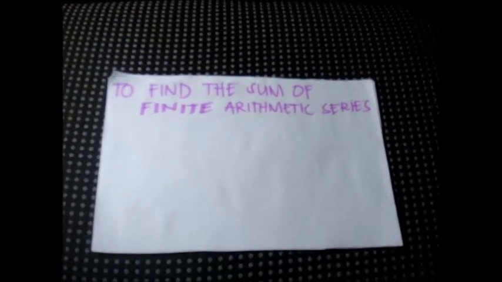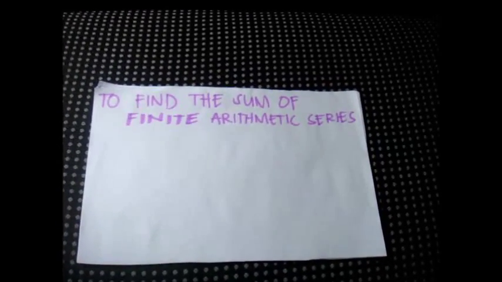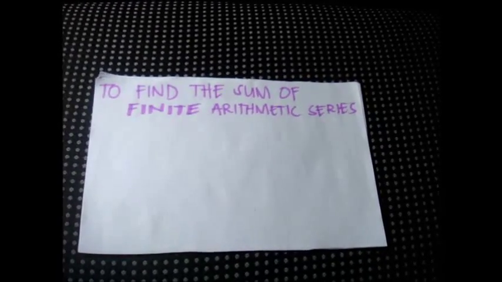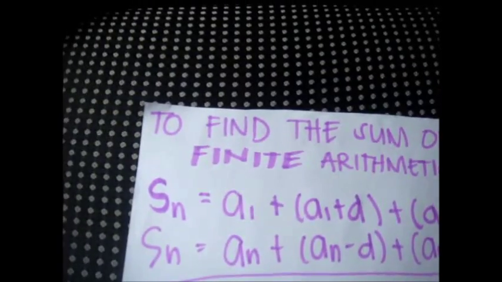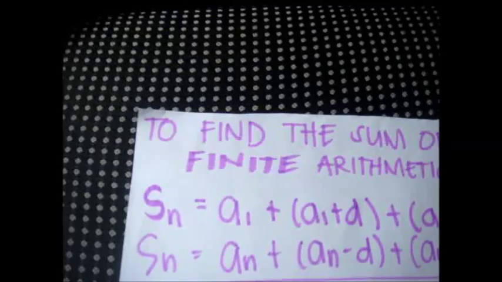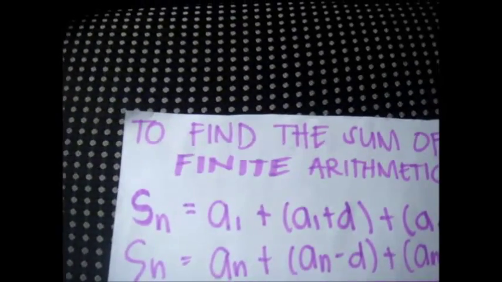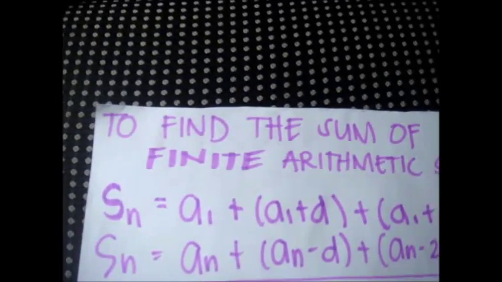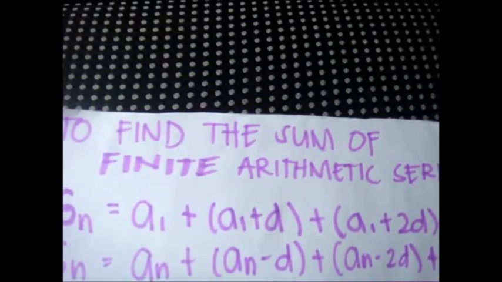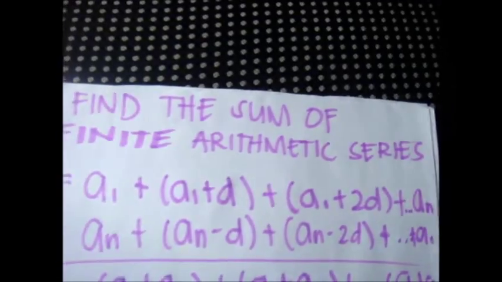But now, how do we find the sum of a finite arithmetic series? It goes like this. Let us say that S sub n is the sum of the terms. We can say that S sub n is equal to the first term plus the first term plus the common difference plus the first term plus twice the common difference and up to a sub n.